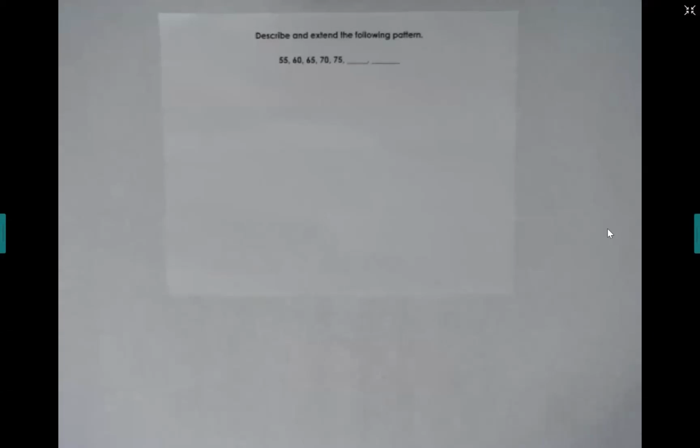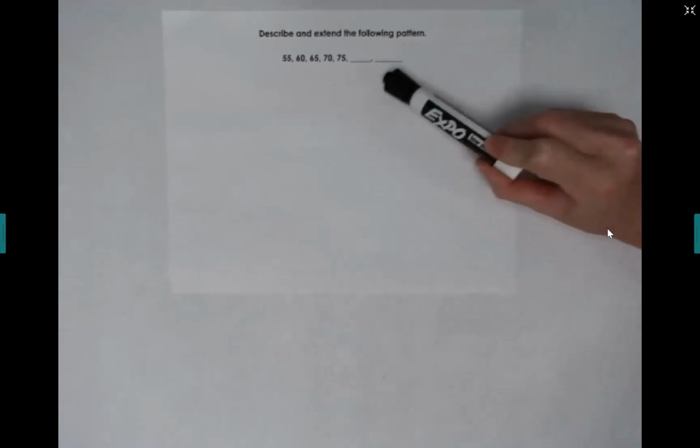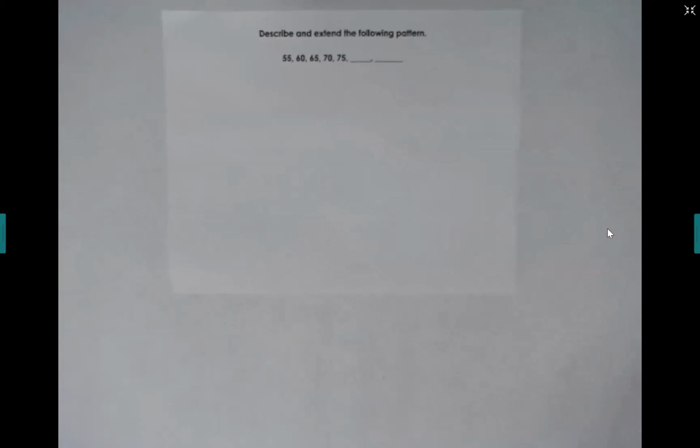Let's take a look at another growing and shrinking pattern example, this time at the representational level. So we have our situation here. Describe and extend the following pattern. And I see some terms that are listed, some numbers, right, with 2 blanks. So I need to extend this to the next 2 terms once I determine how this pattern is growing or shrinking.